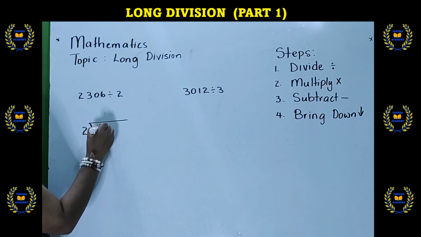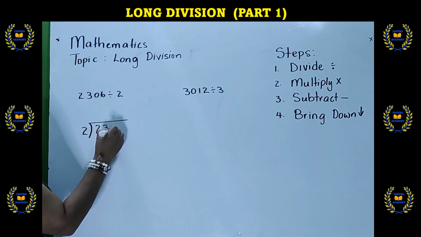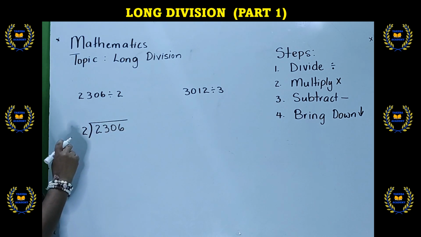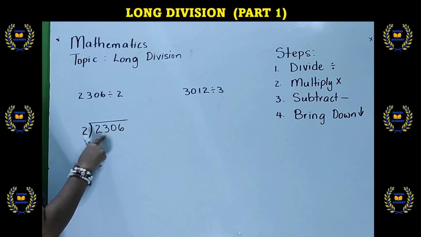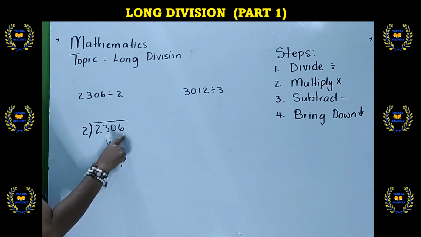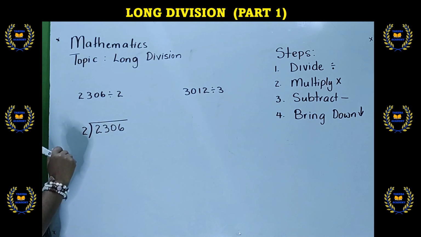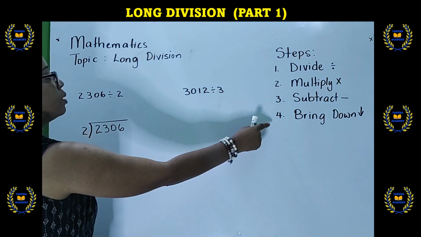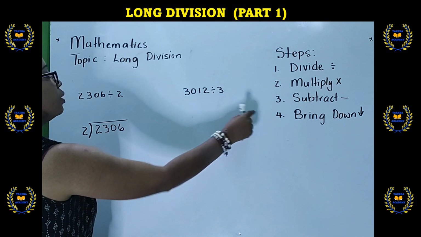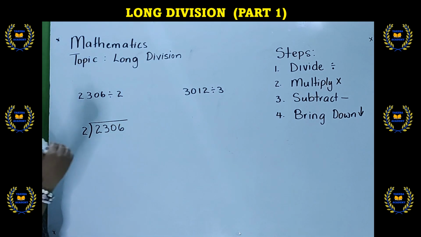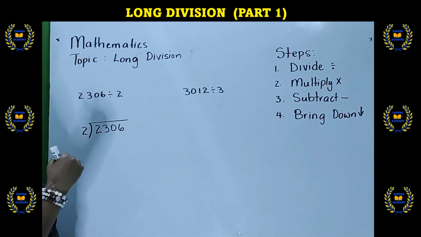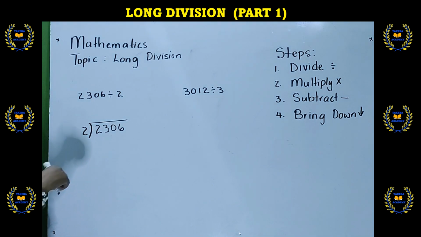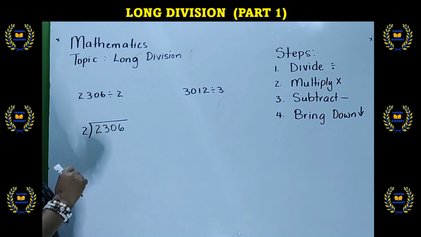Okay, we are dividing 2,306 by 2. The 2 here is called our divisor. The number that we're dividing is called our dividend. The answer that we get will be called our quotient. Okay, so like I said, we're going to be using the 4 steps. So I do have them on the board so you can follow the steps and see how we go through each of them.